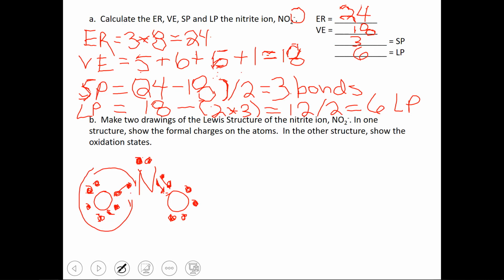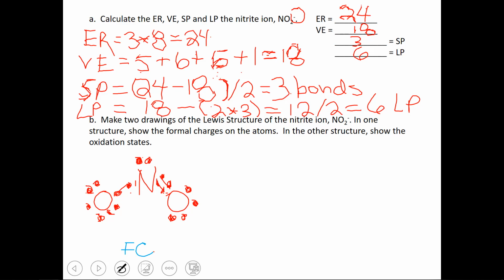As you can see, the oxygen on the left believes it has access to 8 electrons. The nitrogen in the middle has access to 8 electrons, and the oxygen on the right side has access to 8 electrons. And the total number of electrons in this drawing is 18. 2, 4, 6, 8, 10, 12, 14, 16, 18. So that is our Lewis structure.